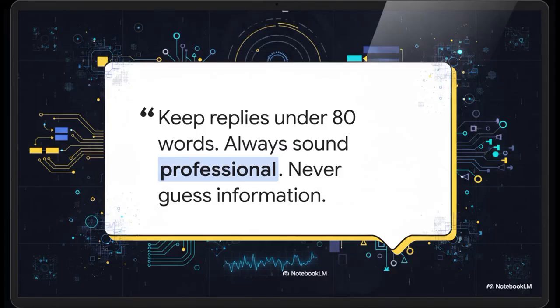But here is a little secret that a lot of beginners totally miss. The true quality of your AI doesn't come from some crazy complex coding. It comes directly from refining your prompt. Watch what happens when we go back and add these specific constraints. Keep replies under 80 words. Use simple English. Always sound professional. Never guess information. Changing or adding just a couple of sentences like that completely upgrades the AI's reliability. When you retest after adding those rules, you're going to see instantly better, highly controlled answers.